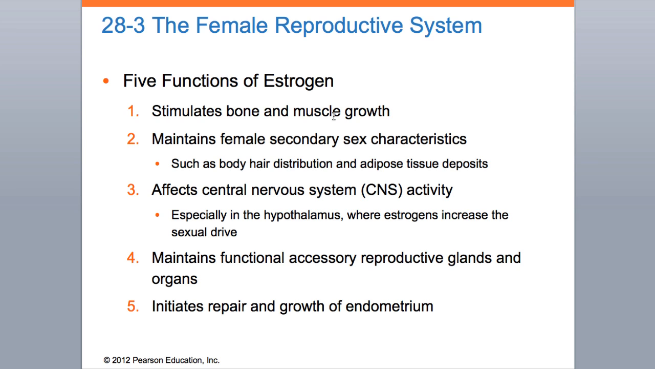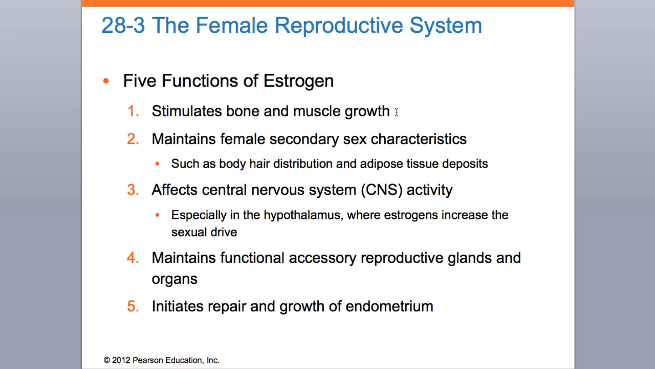Stimulates bone and muscle growth. That's very important in the female. So when menopause comes around and estrogen starts going bye-bye, now let's think about this. If estrogen is going bye-bye, it probably means that we're not developing the follicle within the ovary. Remember, who is producing the estrogen? The developing follicle in the ovary. Now, how does that relate to number one there about bone and muscle growth?